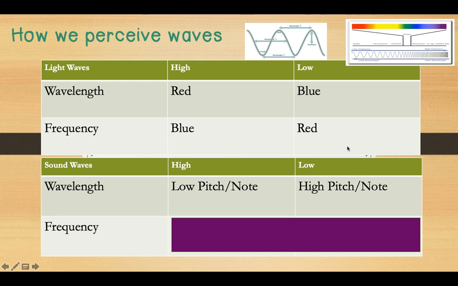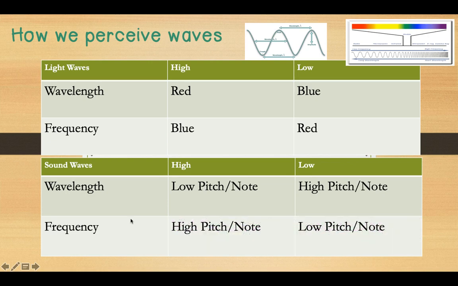So if you have a low wavelength, and again, by low wavelength, I mean a small number measurement, that means it is very small, it repeats itself very much. So then that's going to be high pitch or high notes. And then frequency would be, again, the opposite.